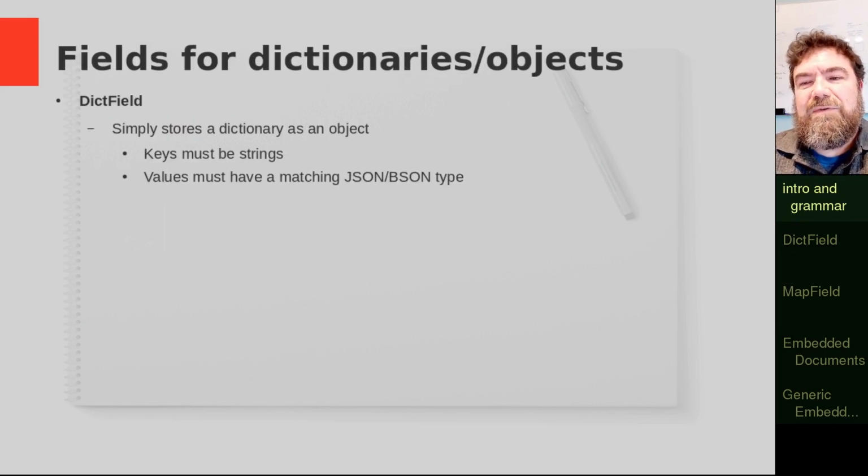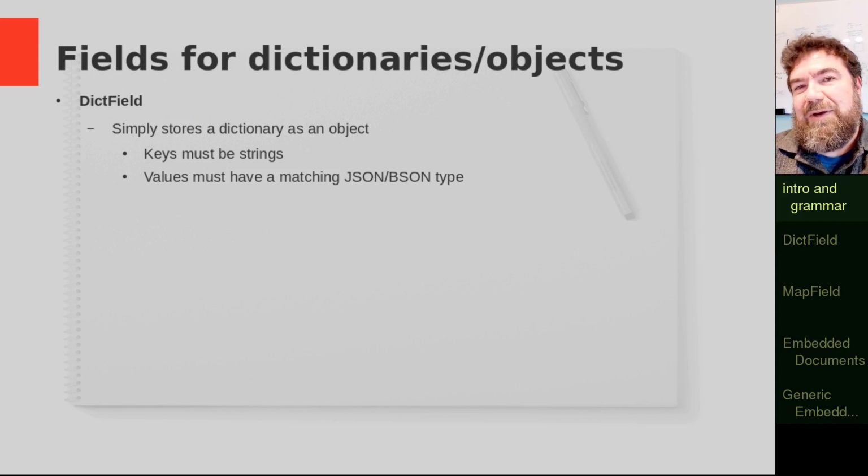Let's do a quick overview of the four fields we'll be looking at today. We've got a DictField, which does a direct conversion of a dictionary in Python over into a MongoDB object. It does a fairly decent job. The biggest restriction being, of course, that the keys must all be strings.